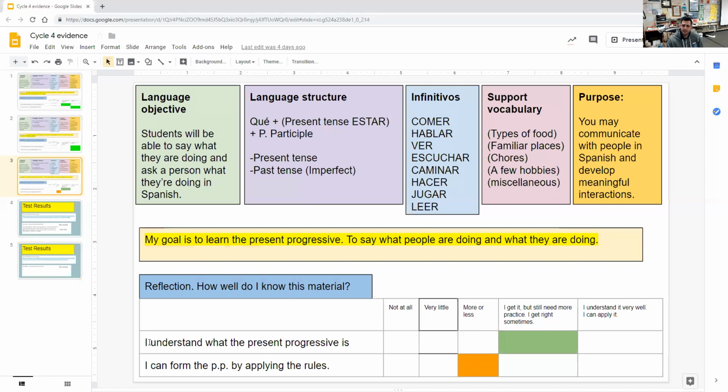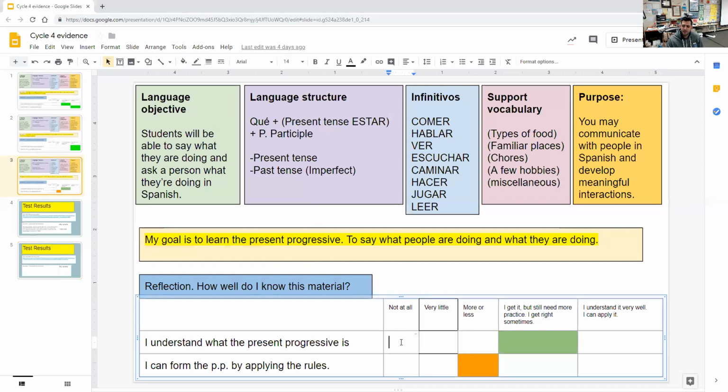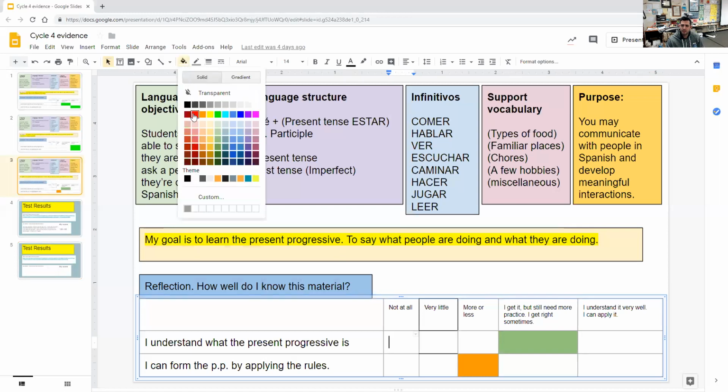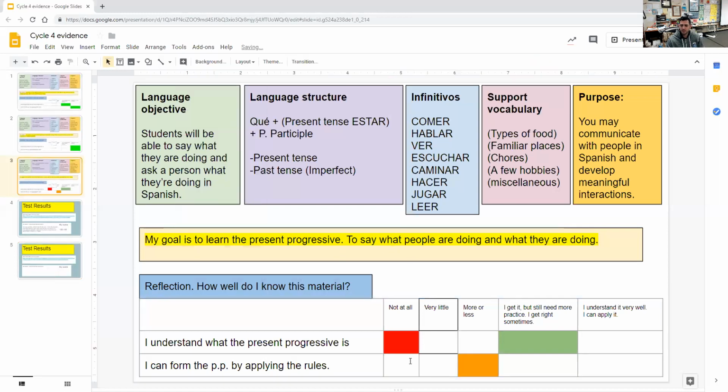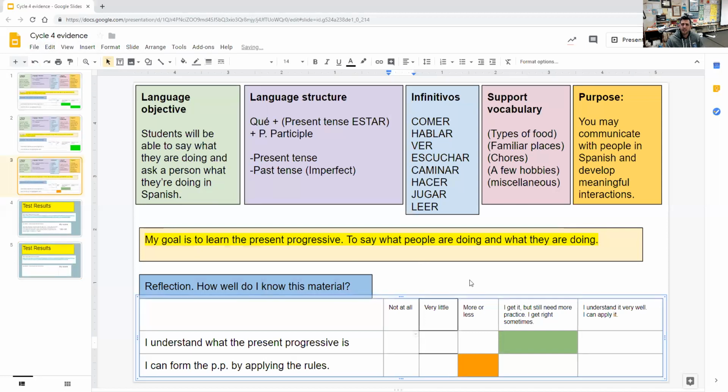For example, if I ask a student about the statement, I understand what the present progressive is, before the chapter, and they have no idea what the present progressive is, they will mark themselves, and I show them how to mark with color coding in this reflection. I'm demonstrating for you: if the students started, for example, at the beginning of the chapter, with not at all, they would mark this with red.